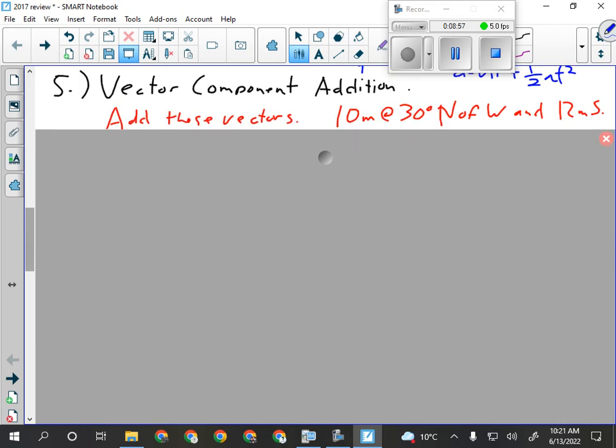Okay, so you know what? Just for the sake of practice, try this one. See if we can still do it. So we want to add those vectors: 10 meters at 30 degrees north of west and 12 meters south.